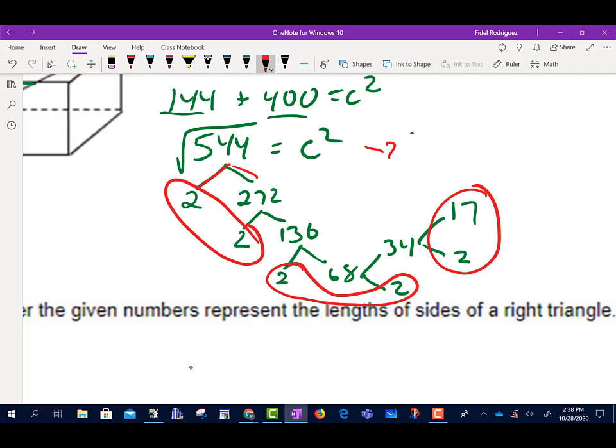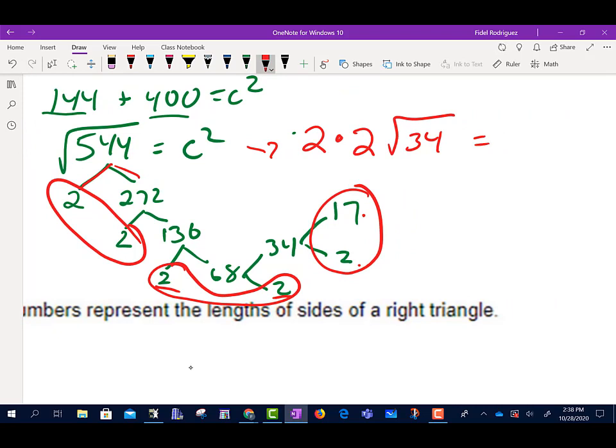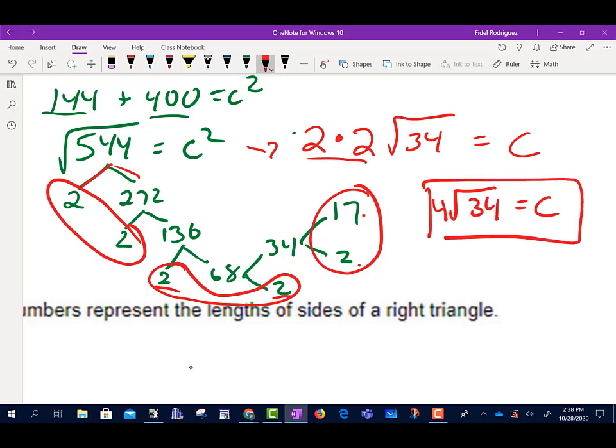So let me show you how I'm going to write this out. We have a pair of 2's here, I'm going to write it down. We have another pair of 2's right here, so I'm going to write that down. These two guys are going to be multiplied and go back on the inside, and 17 times 2 is 34. And again, the reason they're going back in is they're not paired up. Okay, so I have them grouped here, but they're not in a pair. And that's equal to C. And so then we're going to say 2 times 2 is 4, square root of 34 is equal to C. So this is the side that we were looking for.